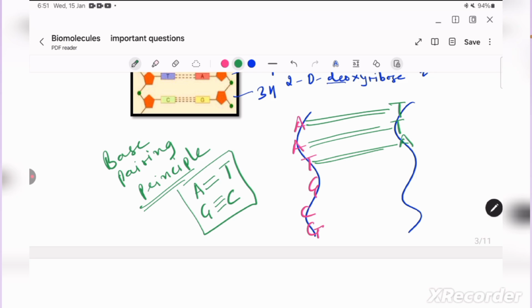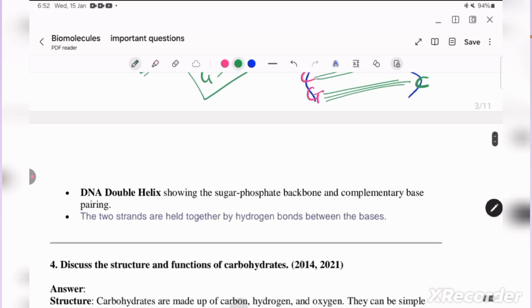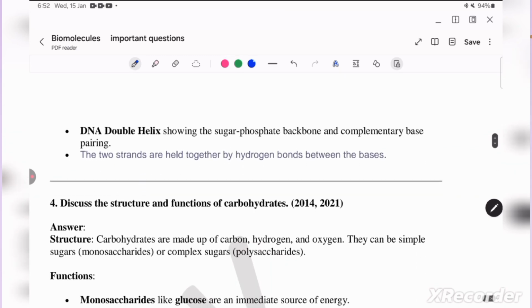If you can see what I'm doing, I'm just writing the sequence over here. Now C will come, right? So this is how the sequence can be written. Now the point which we covered here is that DNA is a double helix, and it shows the sugar phosphate backbone and complementary bases, and the 2 strands are held together by hydrogen bonds.